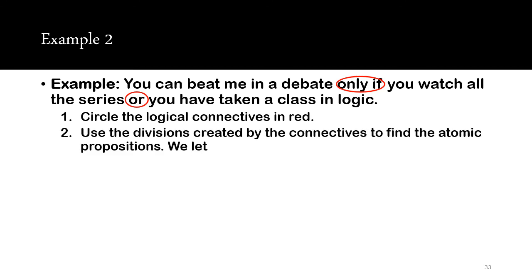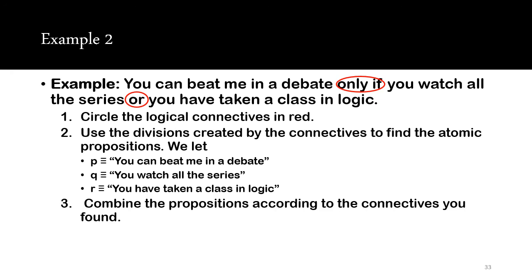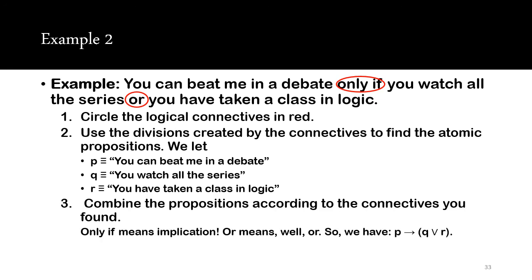And then we'll use the divisions created by connectives to find the atomic propositions. So we'll let P be, you can beat me in a debate, Q be, you watch all the series, and R be, you have taken the class in logic. So let's combine the propositions according to the connectives. Only if means implication, or means or. And so we have P implies Q or R.